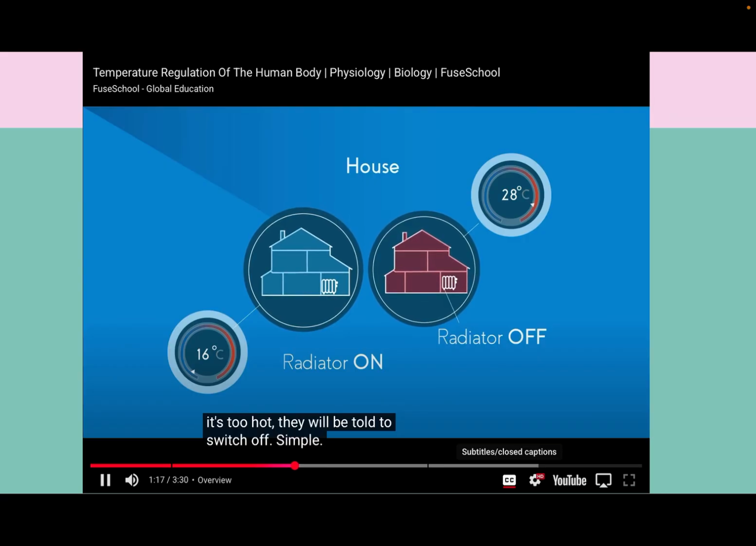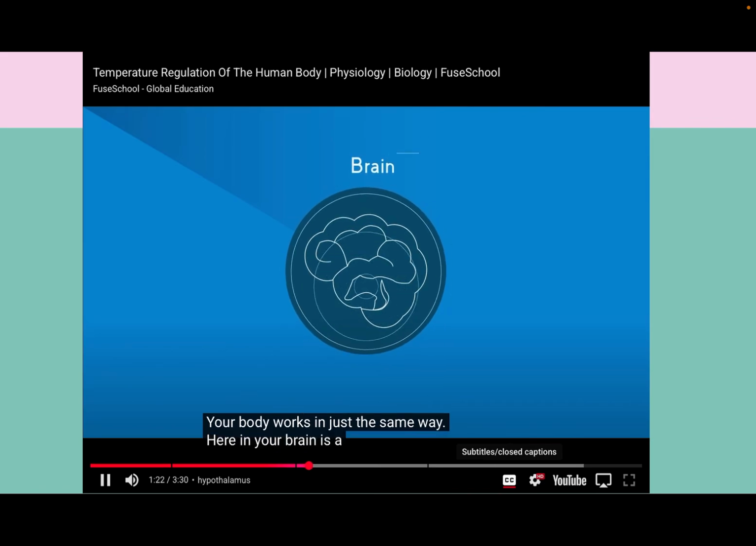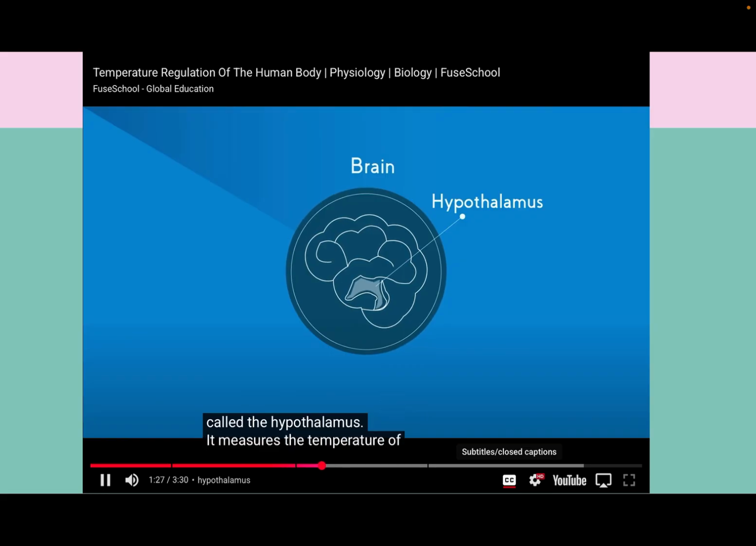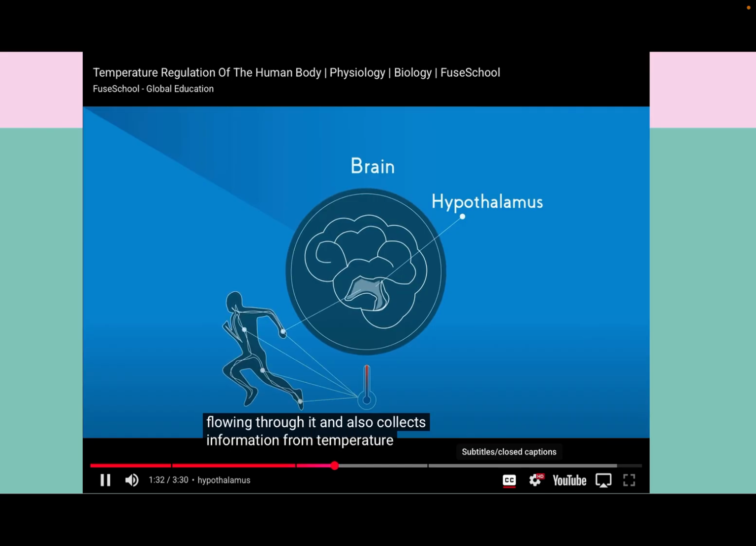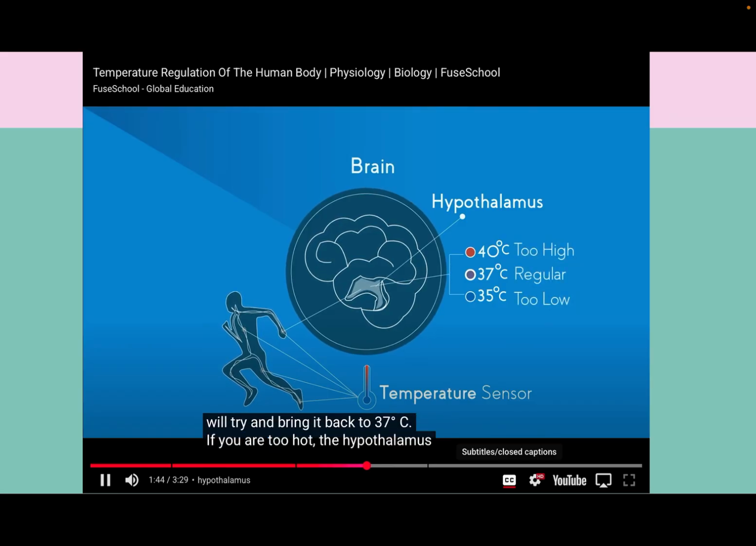Simple. Your body works in just the same way. Here in your brain is a special area called the hypothalamus. It measures the temperature of the blood flowing through it and also collects information from temperature sensors around the body. It then decides if the temperature is too hot or too cold and will try and bring it back to 37 degrees Celsius. If you are too hot, the hypothalamus can then send signals out to the body via the nervous system that can cause various effects.